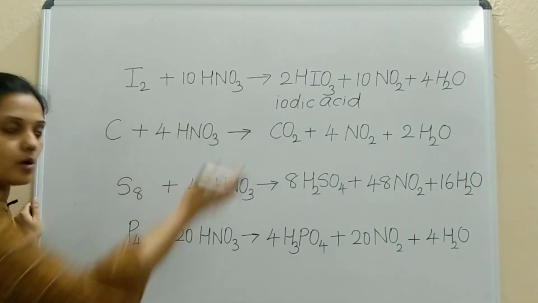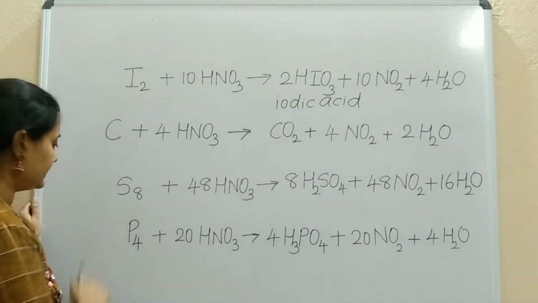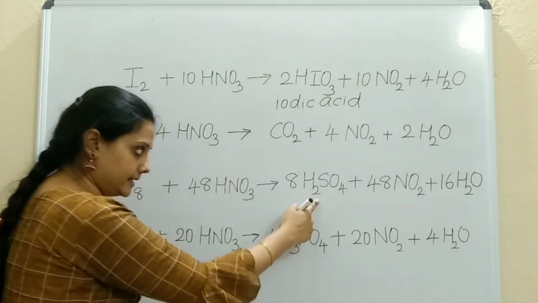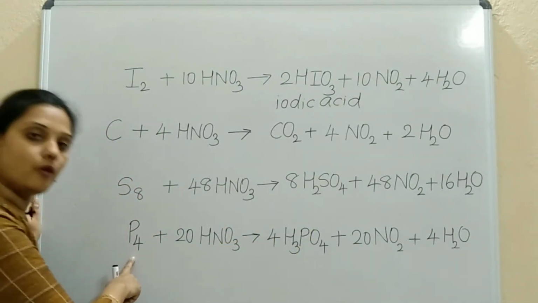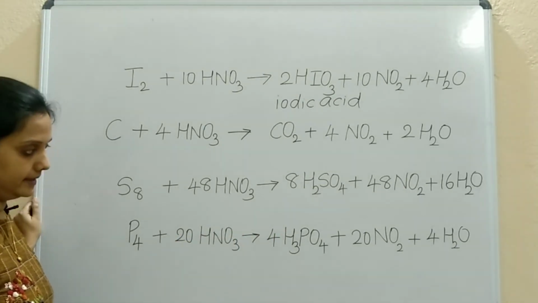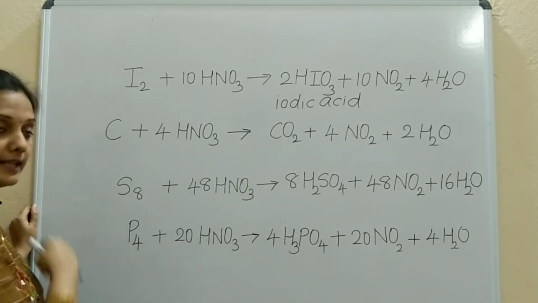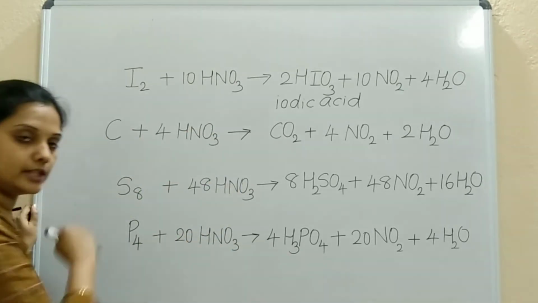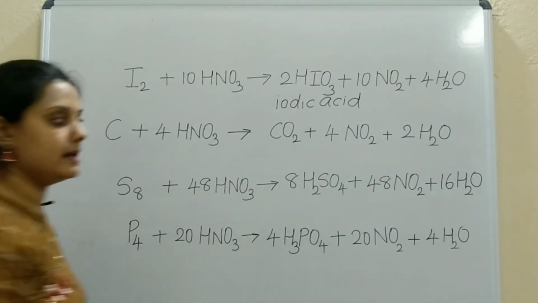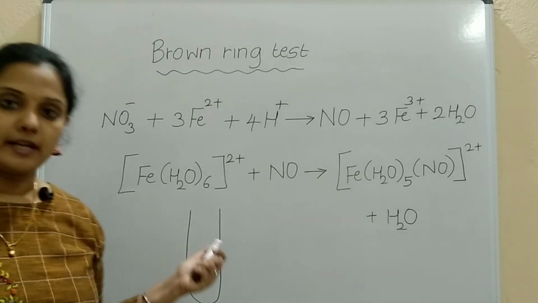In the same way, carbon is oxidized to carbon dioxide. S8, that is sulfur, is oxidized to sulfuric acid. P4 phosphorus is oxidized to phosphoric acid. Correct? And in the case of non-metals, when they react with HNO3, all the byproducts are the same. So check the next test, the brown ring test.